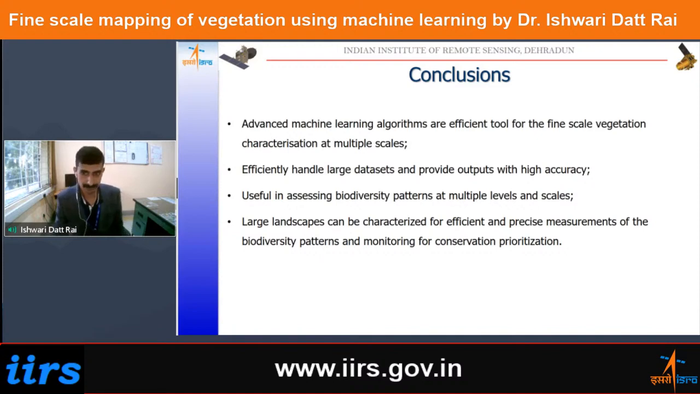So by concluding, we can say that these machine learning tools are very highly efficient for fine scale vegetation characterization at multiple scales, and they are very efficient in handling large data sets and provide outputs with very high accuracy, and are useful in assessing biodiversity patterns at multiple levels and multiple scales. And we can characterize this fine scale vegetation at larger landscapes with very efficient and precise measurement of biodiversity patterns for monitoring and conservation prioritization.